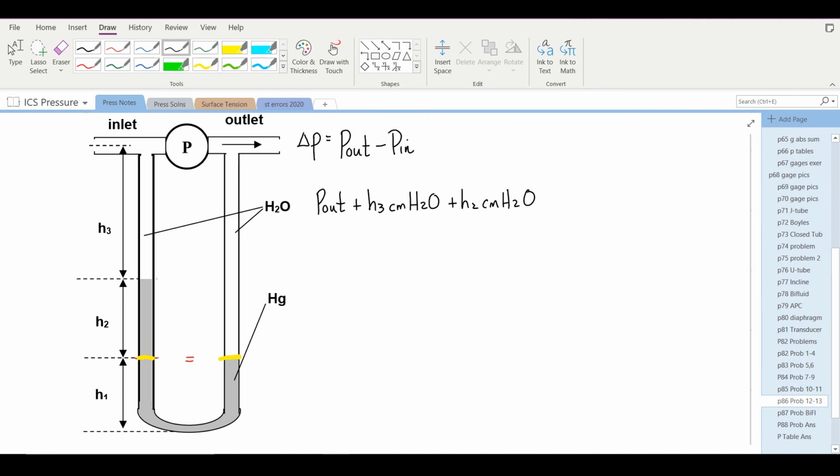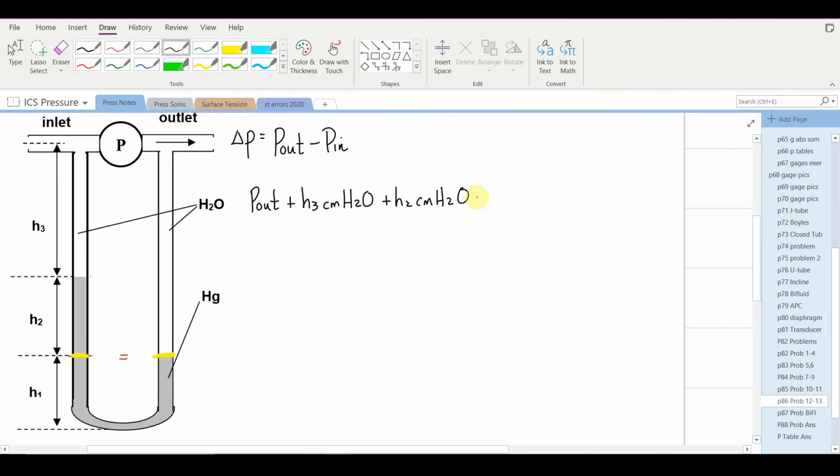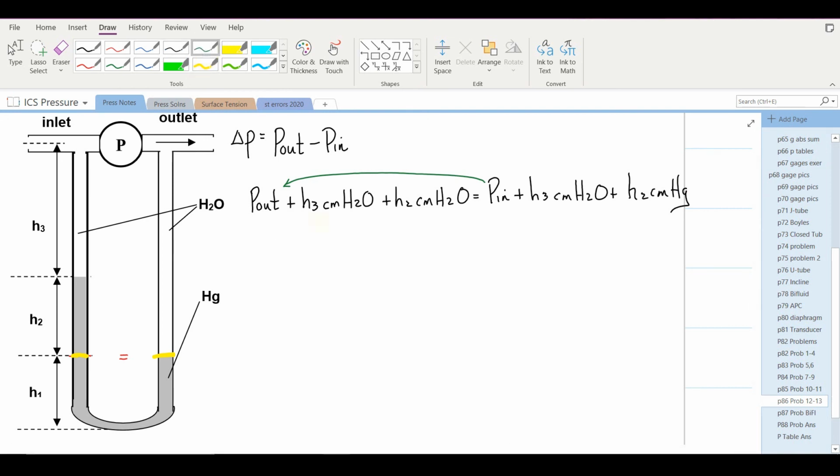What is that pressure equal to? Well, that would be equal to P in, right up at the top, plus H3, we'll call it centimeters of water, plus H2, but this is centimeters now of mercury. I think I have all the terms. So that's it. Notice that we have H3 centimeters of water on both sides. We can cancel that. That's looking a little bit better.